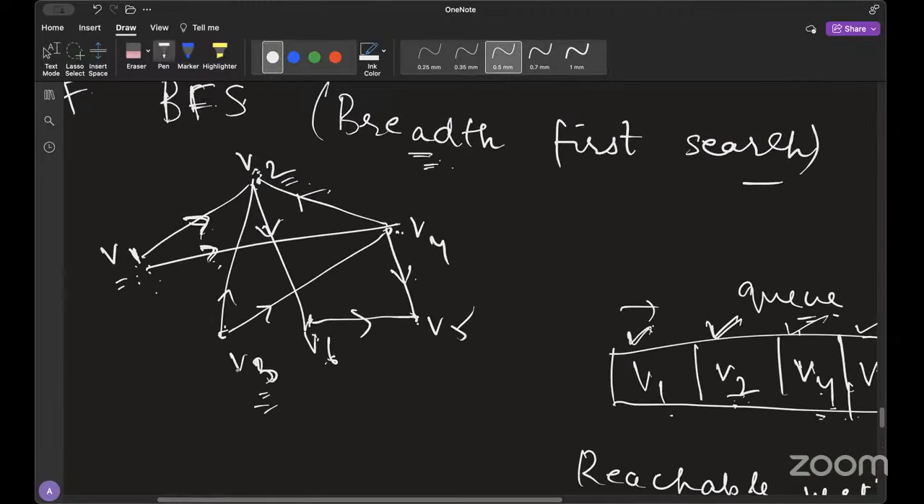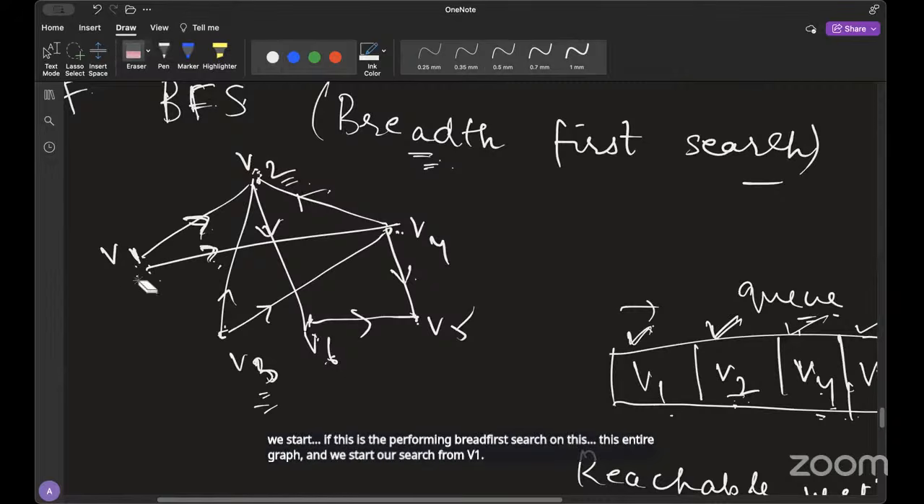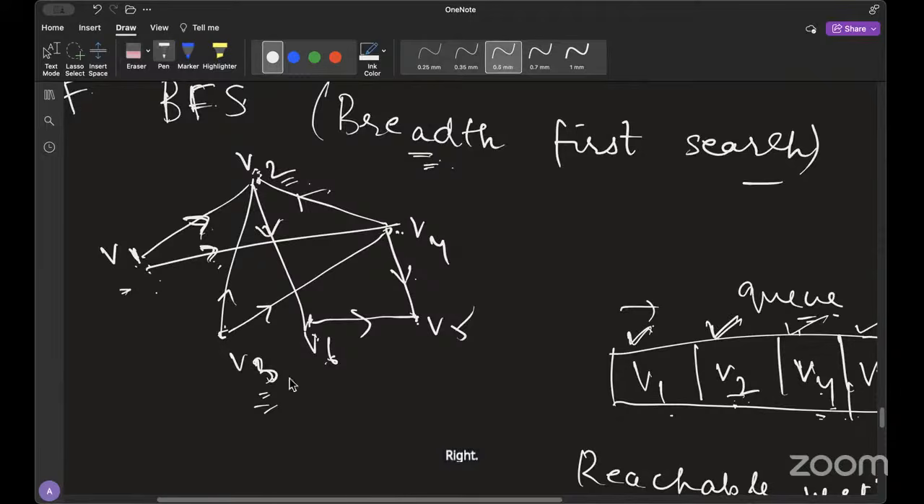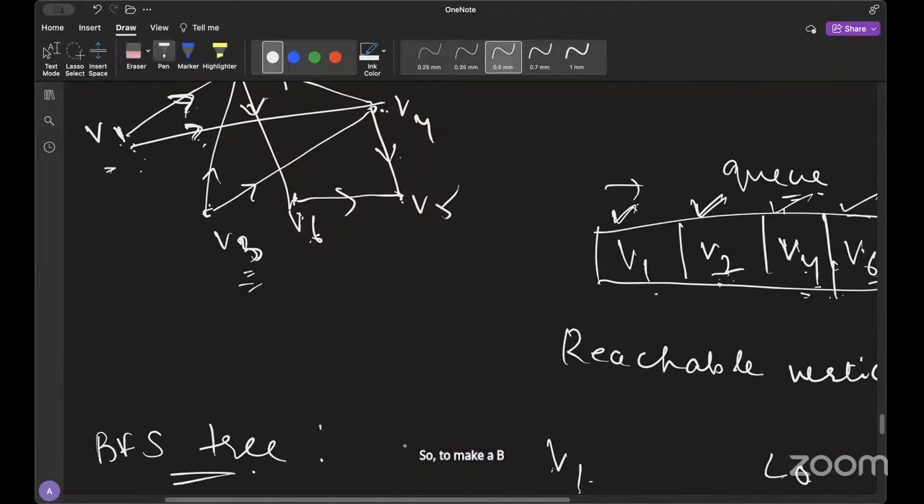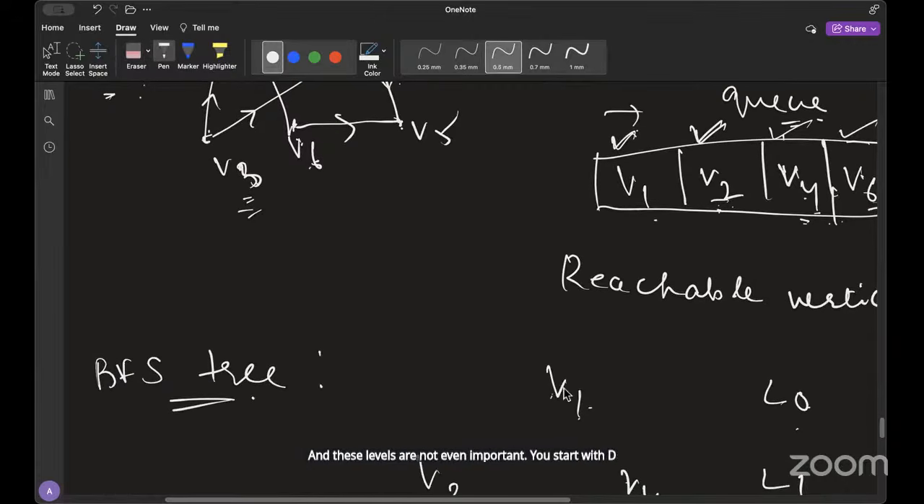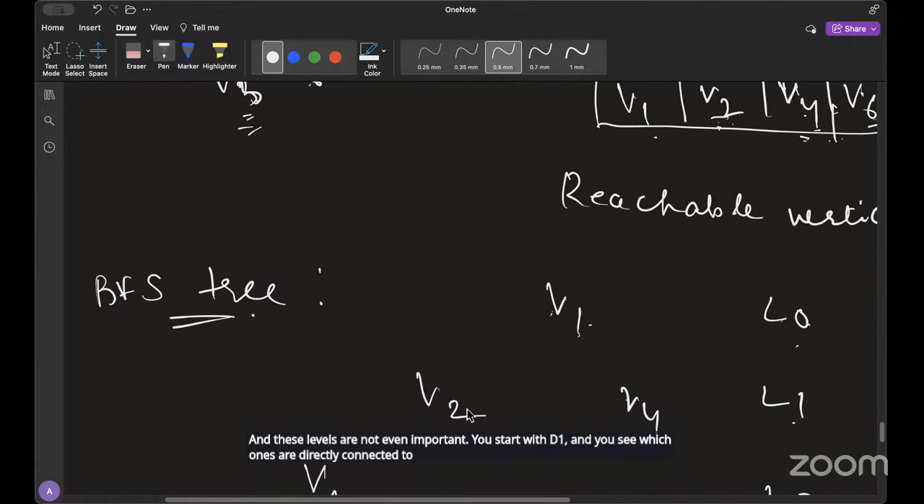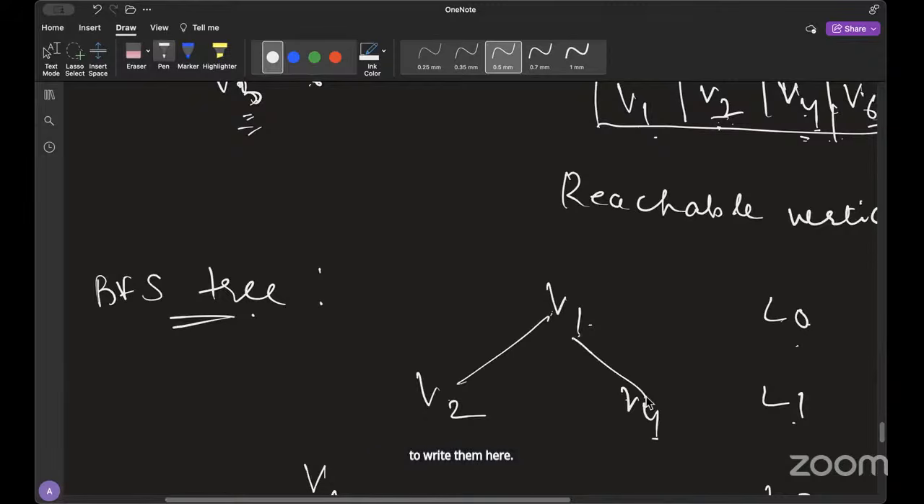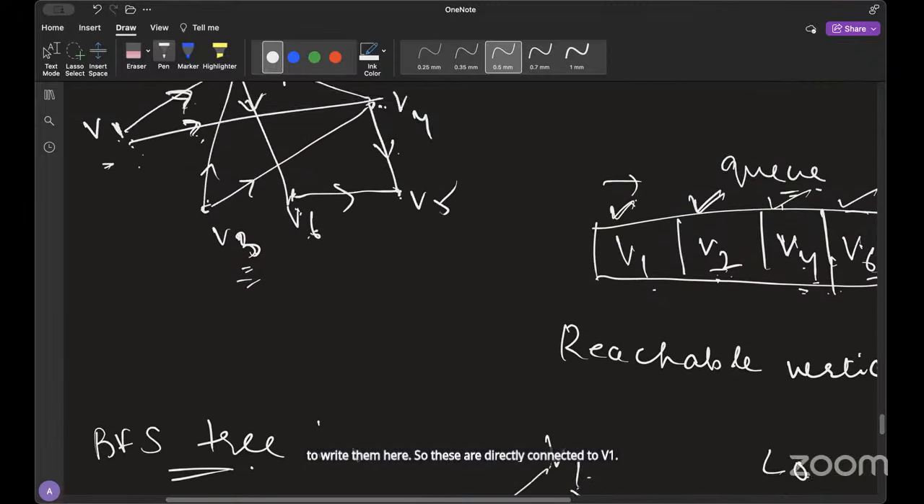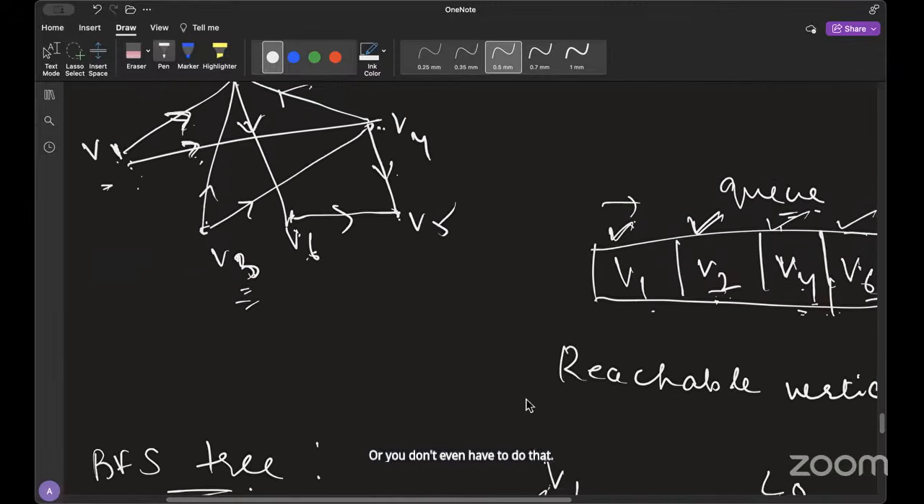We are performing breadth first search on this entire graph, and we start our search from V1, right? So to make a BFS tree, and these levels are not even important, you start with V1 and you see which ones are directly connected to V1. You write them here. So these are directly connected to V1.